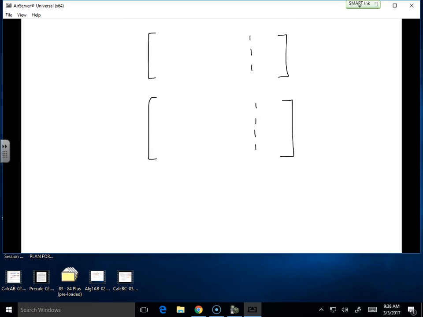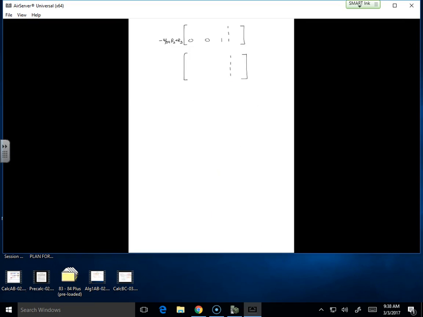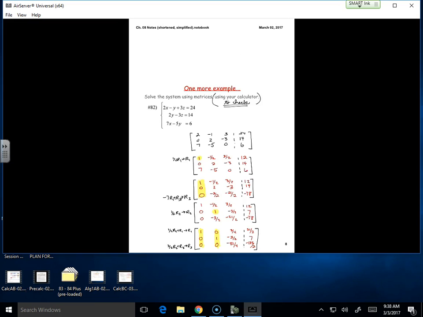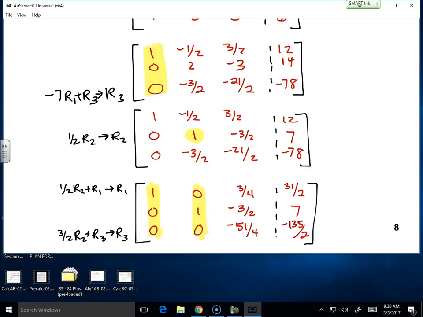Multiply 135 over 2 by negative 4/51. 76 over 17 times 3 halves. Oh, it's 0, 0, 1. Wait, is it 54th or 51st? It's 51st. Thank you. 114 over 17. So we have negative 135 halves times 4 over 51 with a negative.